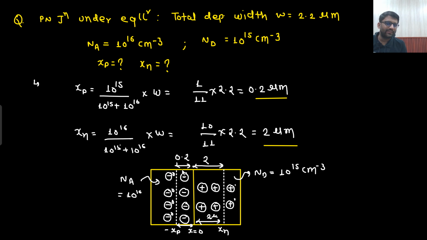Right? So here, 4 positive charges would be equal to 4 negative charges. So I would require only this much width here, and here I would require this much width. So let's not do anything here. And by the example as well, I have understood.